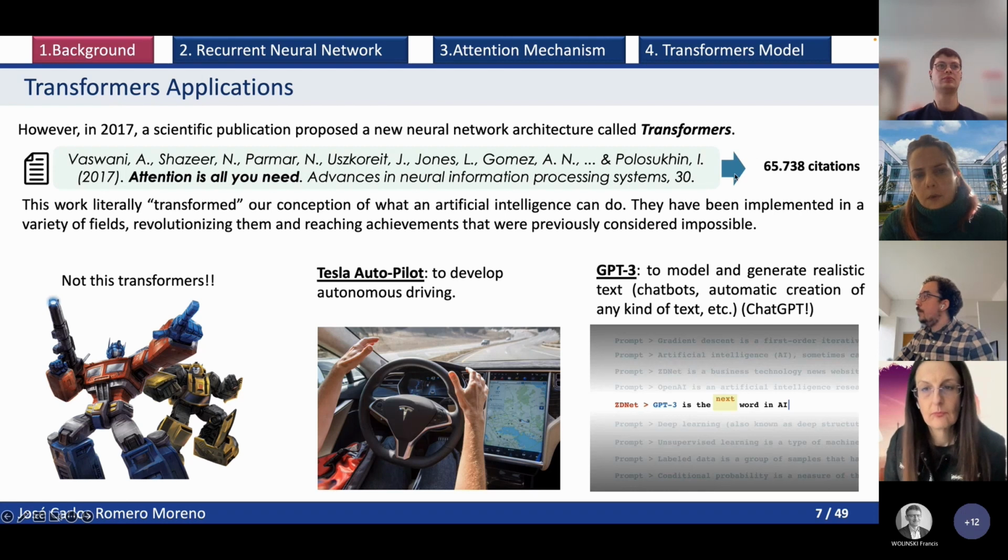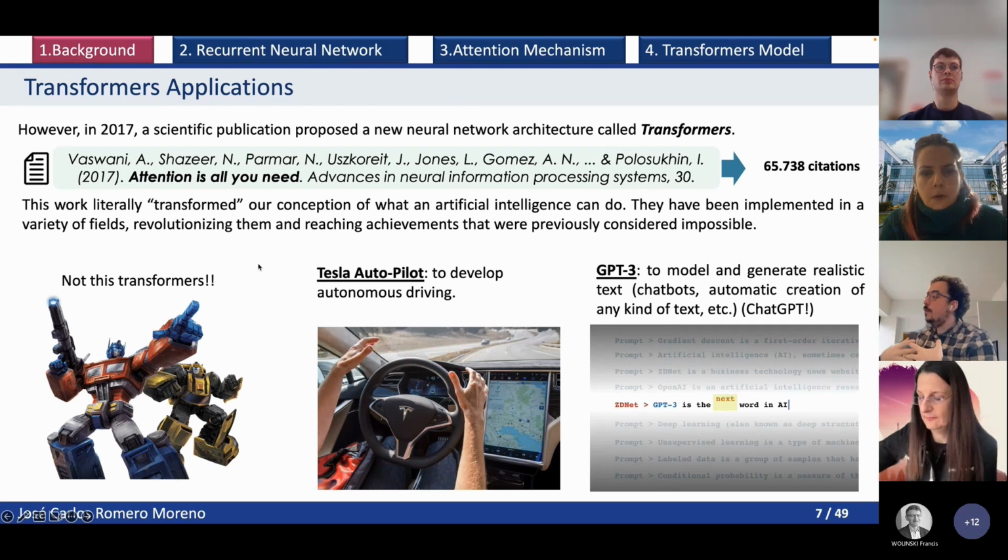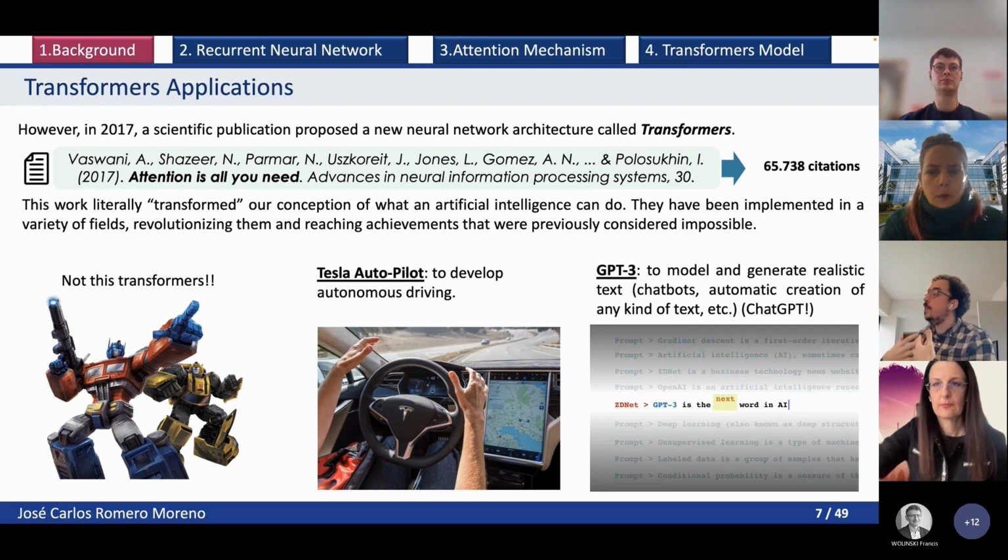Okay, and you can see the impact of this work. To date, they have more than 65,000 citations. So for those who are researchers, you can see that this is really, really high impact. This architecture literally transformed our conception of what artificial intelligence or neural networks can do for us, the kind of tasks that they are able to solve.